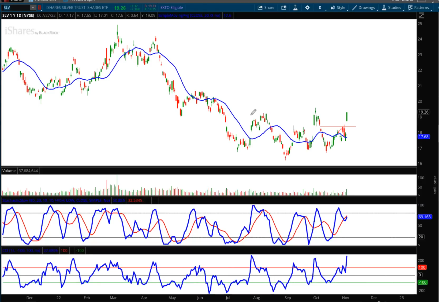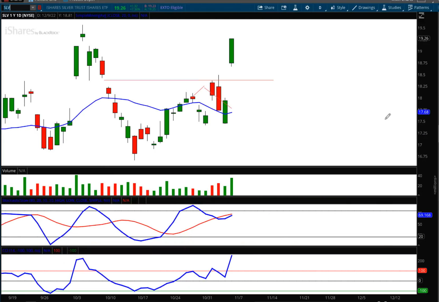Check out silver. We had a big move higher on silver. So it was up over 7%. And notice how there is no shadow on top of that candle. Interesting, isn't it? Big volume day, no shadow. The CCI is screaming to the upside.